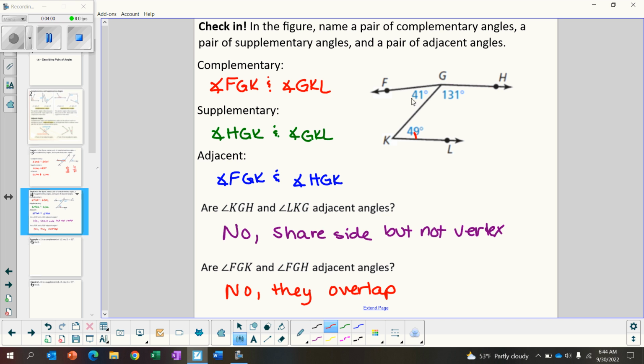And then it asks about angle FGK. So FGK was here, and FGH. FGH was this whole thing. So they overlapped each other. So that was no as well.